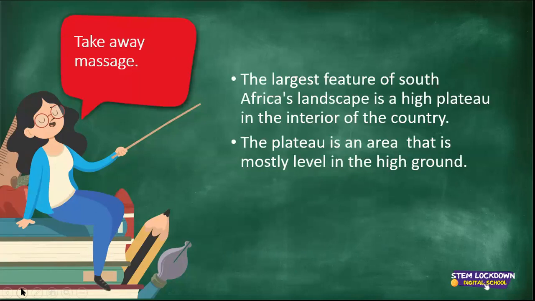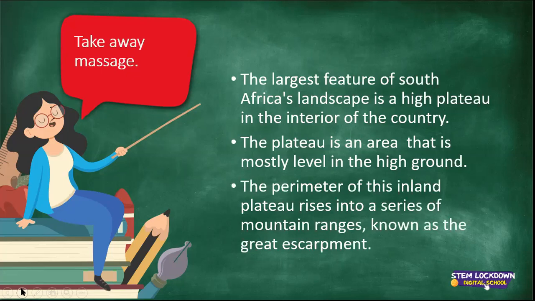Let's wrap up. This is your message. You should know that the largest feature of South Africa's landscape is a high plateau in the interior of the country. The plateau is an area that is mostly level in the high ground. The perimeter of this inland plateau rises into a series of mountain ranges, known as the Great Escarpment, and the escarpment is next to the coastal plain.